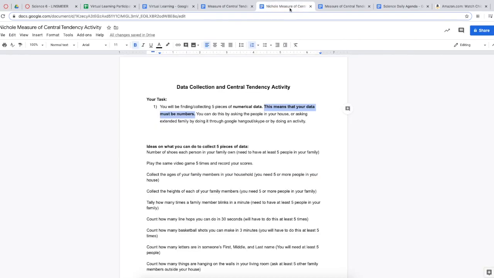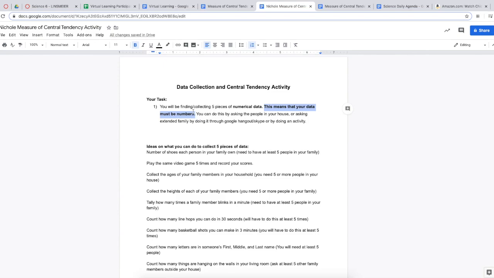So let's get started. Your task is to find, and when we mean find, we actually mean collect. So you are going to have to collect 5 pieces of numerical data. Now, numerical data means data that has numbers. And you might be thinking, well, Miss Linsmeyer, we already learned this in science. You are right, we did.